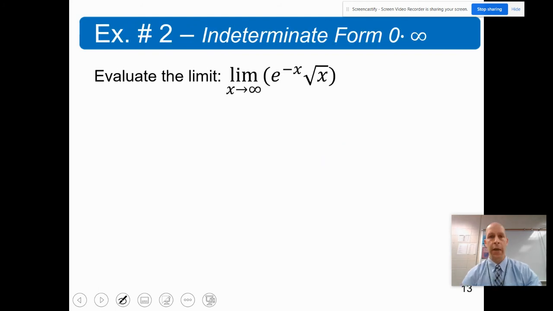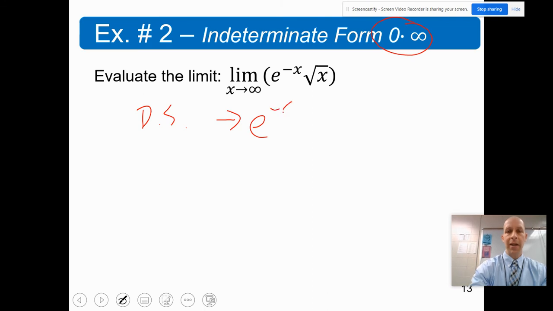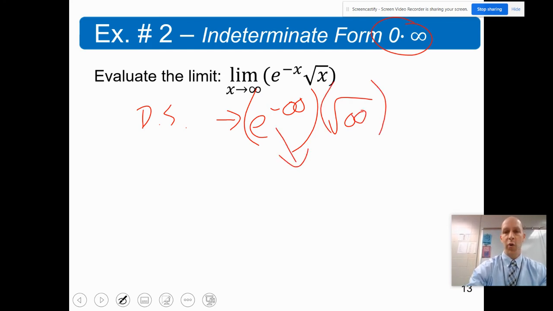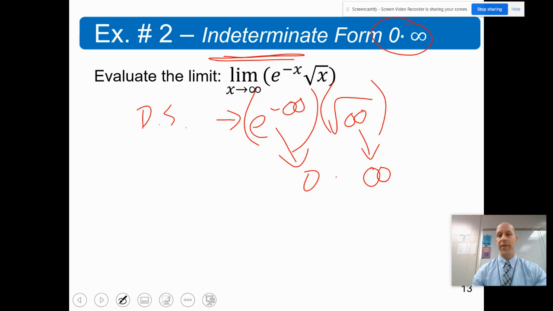All right, last example. I wanted to do one example where we're going to get the indeterminate form of 0 times infinity. So if we did a direct substitution on this particular problem, you are going to get e to the negative infinity times the square root of infinity. Well, e to the negative infinity is going to go to 0. And of course, the square root of infinity is infinity. So this is an indeterminate form. This is 0 times infinity. So I'm going to put therefore indeterminate form.